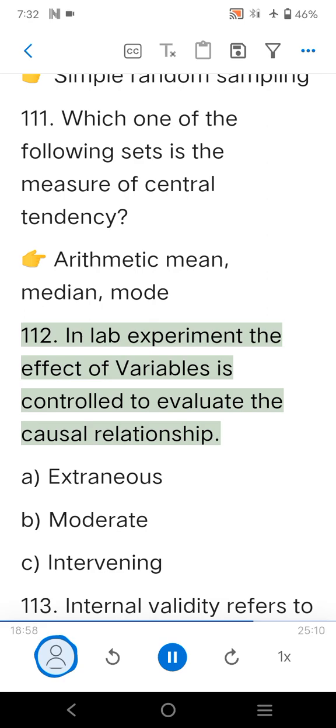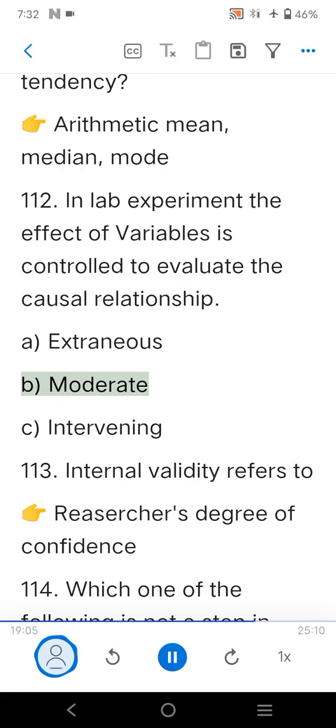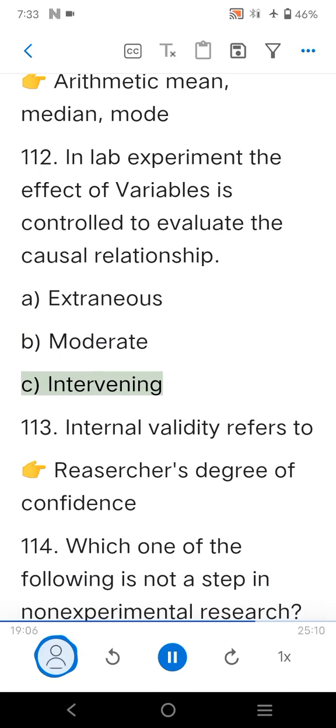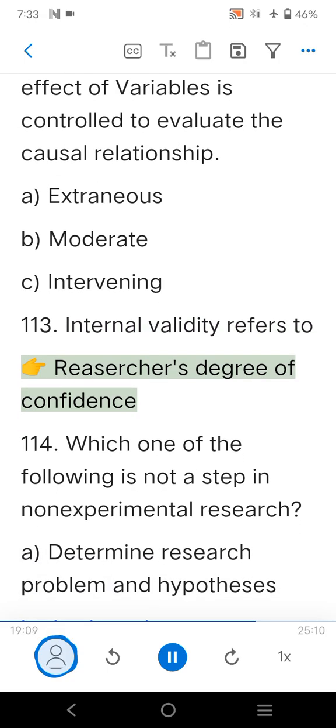112. In lab experiment the effect of variables is controlled to evaluate the causal relationship. A. Extraneous. B. Moderate. C. Intervening. 113. Internal validity refers to researcher's degree of confidence.